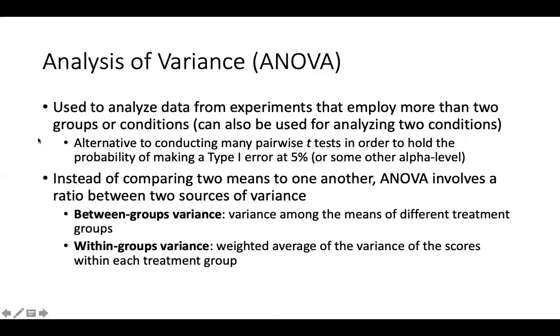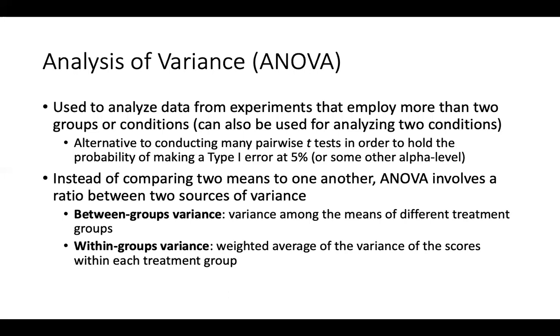The analysis of variance is a procedure that is different from what we've done before. It's useful to analyze data from experiments that employ more than two groups or conditions. It can also be used for analyzing two conditions, but we tend to use it for more. The reason is that if we were to use t-tests to compare all these groups to one another, we would end up raising the type 1 error rate over 5%. And it's just generally an inefficient procedure.